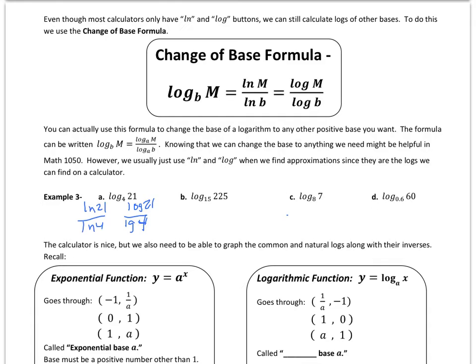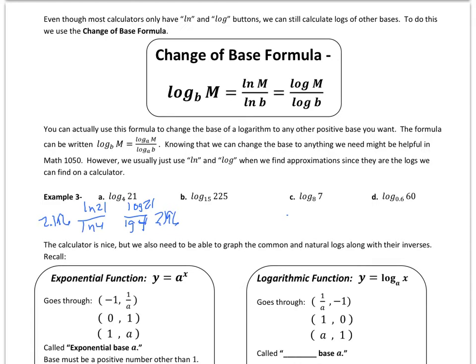Okay, what's ln 21 over ln 4? Somebody have that? 2.196. Wait, I want to figure it out too. Okay, what's log of 21 over log of 4? 2.196, I'll be darned. Exactly the same.